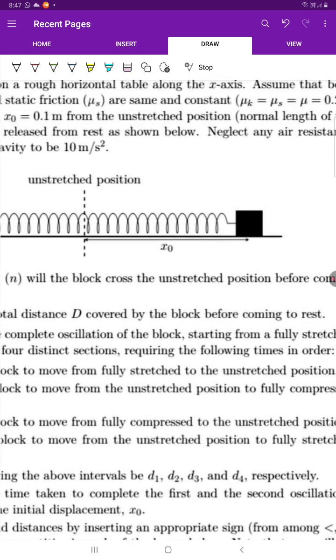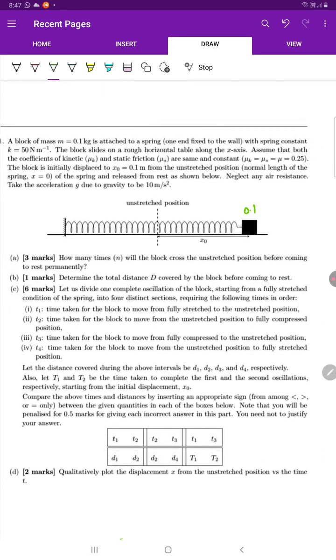kg. So the mass of this block is 0.1 kg, and it is attached to a spring whose one end is fixed and the other end is fixed to the block, whose spring constant is k equal to 50 Newton per meter. Given that the block slides on a rough horizontal table along the x-axis, assume that the coefficients of kinetic and static friction are the same and constant, equal to 0.25.